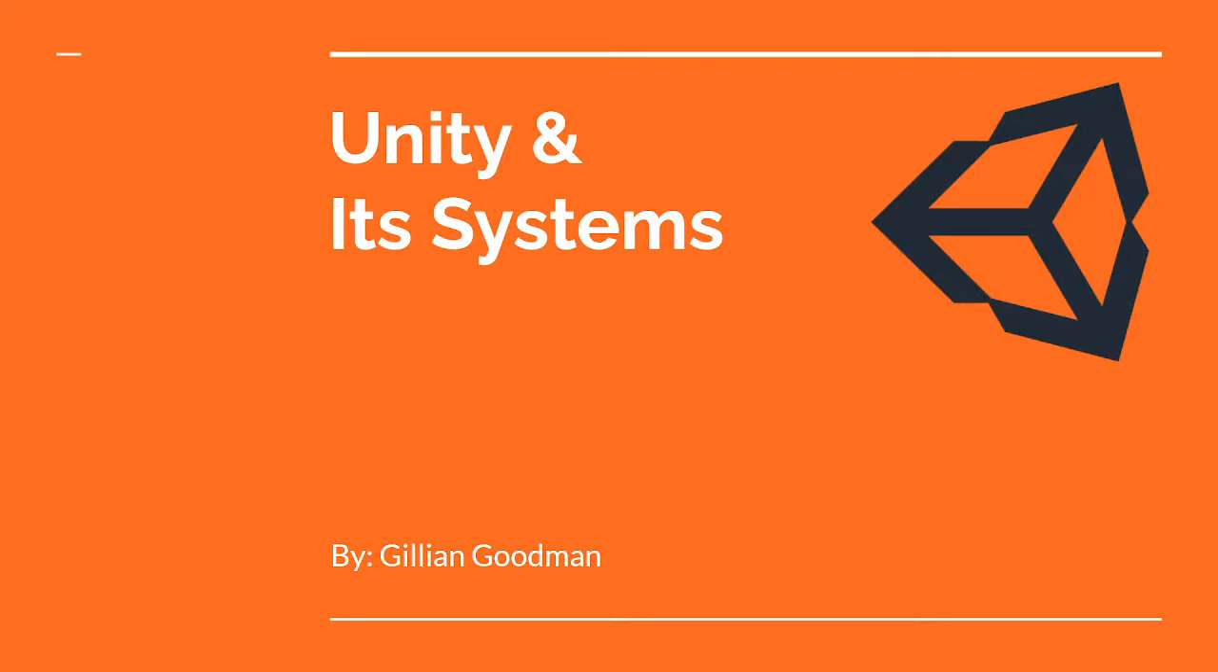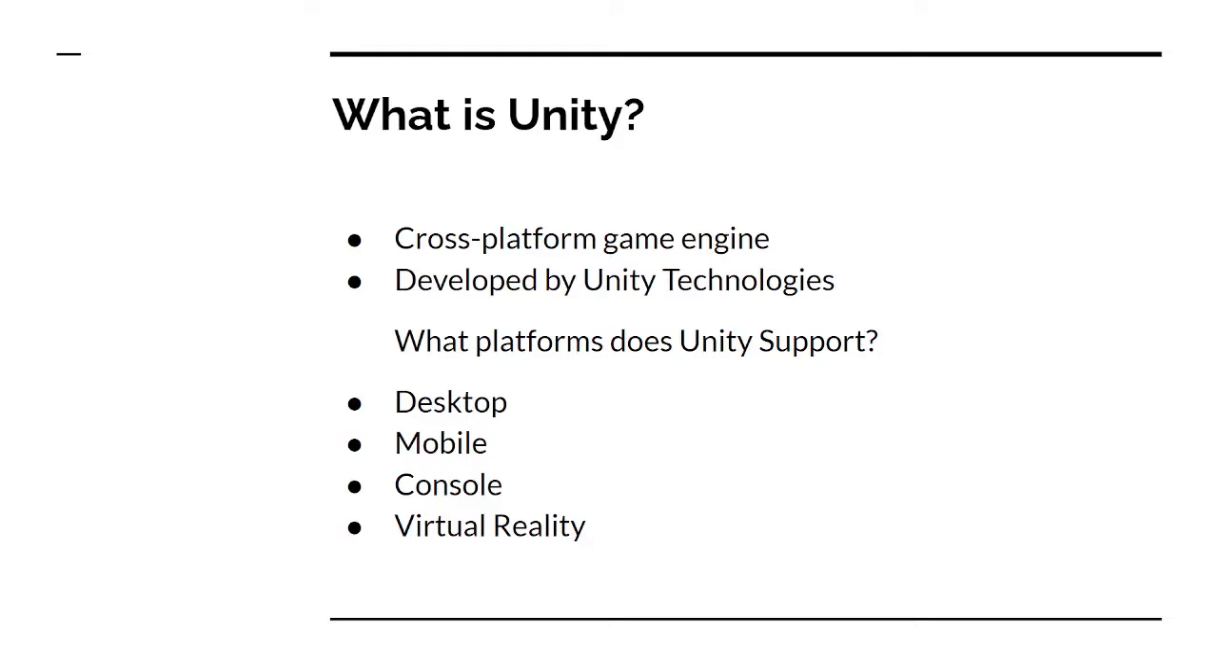I'm Jillian Goodman, and today we're going to be talking about Unity and its systems. Now, what is Unity? Unity is a cross-platform game engine developed by Unity Technology. It uses a scripting API in C# for the editors and the game as well. Being cross-platform means it is compatible for use on desktop, mobile, console, and virtual reality platforms.